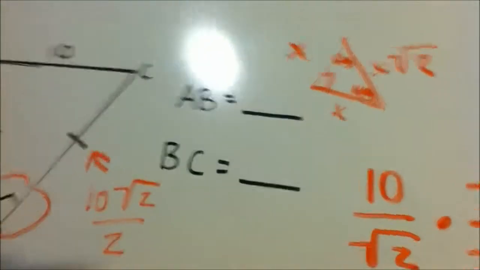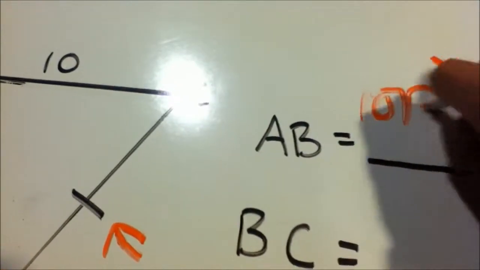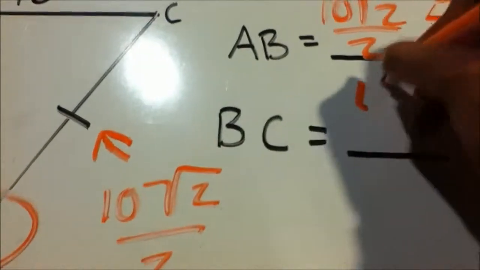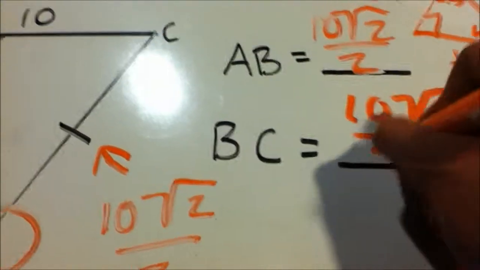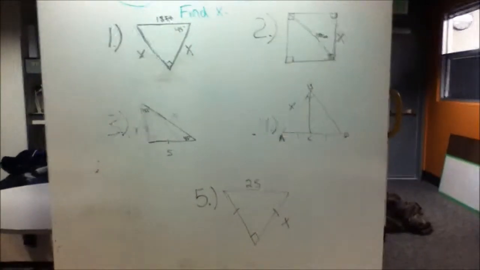So when we look at our questions, A and B, our answer will be 10 radical 2 divided by 2. BC is the opposite end. Same thing. It's about time you guys try it yourself. Find the variables.